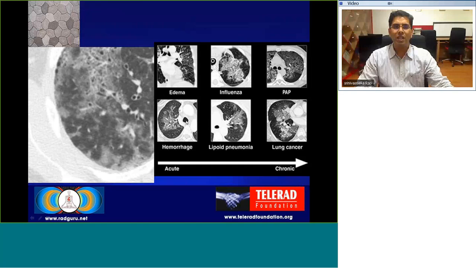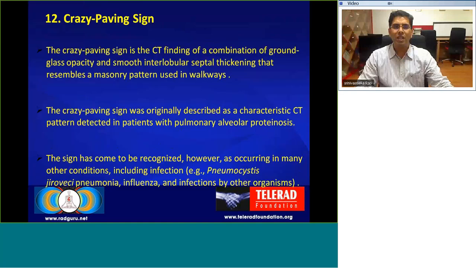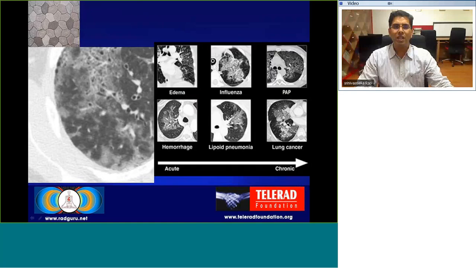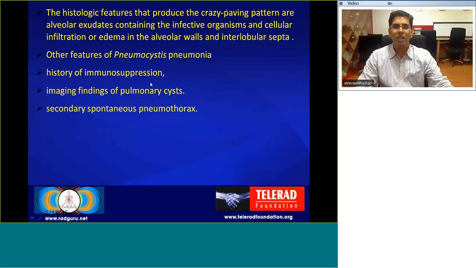Here are some examples that mimic or resemble the crazy-paving pattern. You can see influenza, with typical septal thickening in between the ground glass opacities. Multiple conditions, even hemorrhage, lipoid pneumonia, and even lung cancer can give rise to this appearance. So this is no more a specific disease pattern of alveolar proteinosis.